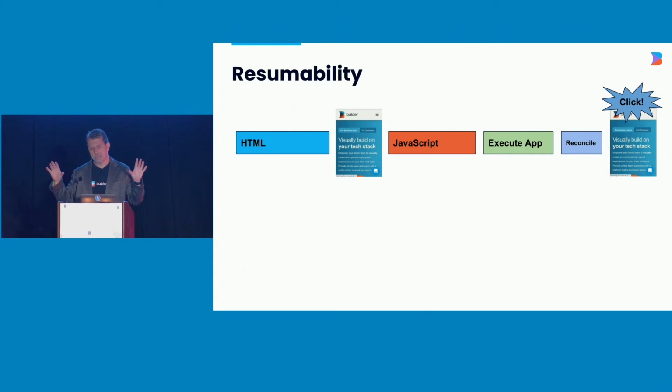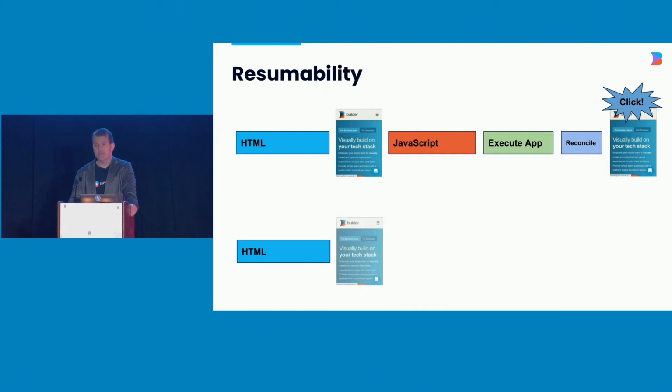So let's look at this again from the point of view of resumability. On the top, I'm showing you what happens today with hydration: you have HTML, then the page shows up, then you have JavaScript, execute, app reconciliation, and then finally you can click on it. Let's look at it from the resumability point of view. You still have the same amount of HTML because you have to paint the site, and the moment HTML shows up, the site shows up. So that's great. Now, the interesting thing about resumability is that this is the point where the site becomes interactive.